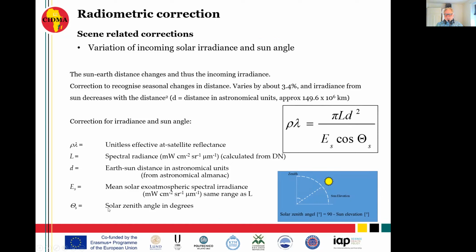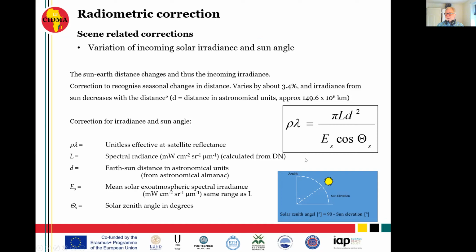And also the sun angle. Here we see the sun angle, but we want to calculate it to solar zenith angle, as if the sun was in zenith at all times. And the solar zenith angle is then 90 minus the sun elevation. So this is what we normally see from the horizon, the solar angle up to the sun. But we want to go all the way to what's the amount of solar energy if it was in zenith when the image was taken.